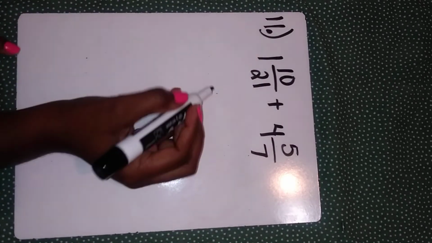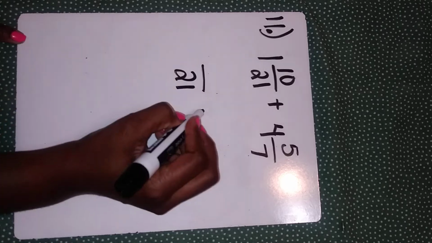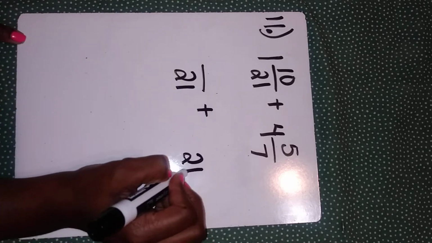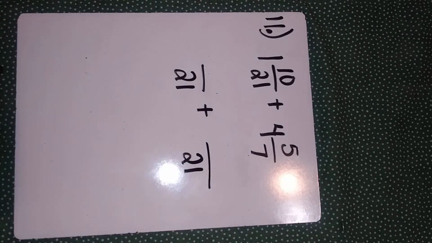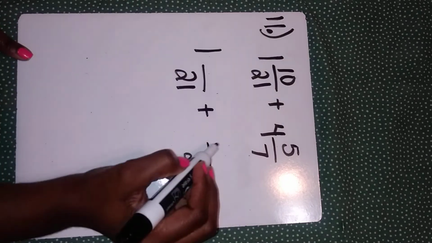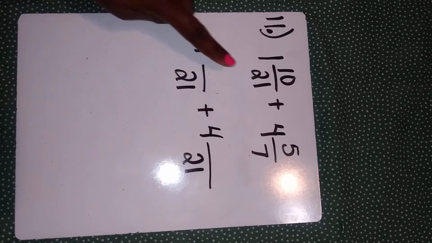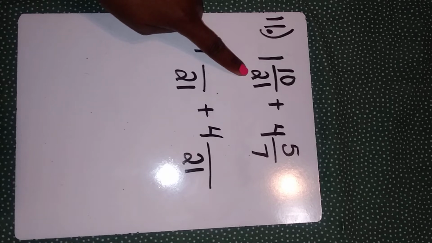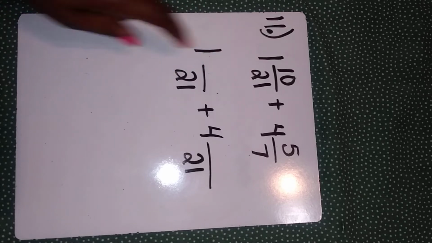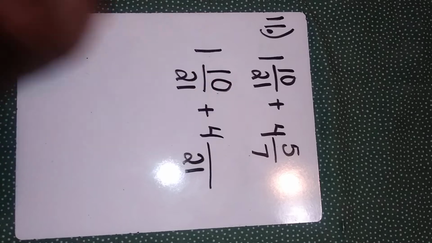So I'm going to write my denominator. And if you notice, I left a little space. Right here, I'm just going to bring down my whole numbers. Do not leave your whole numbers down. Bring them down in the problem. Okay, so now if you notice right here, everybody, this denominator didn't change. So since this denominator didn't change, this numerator does not change either.